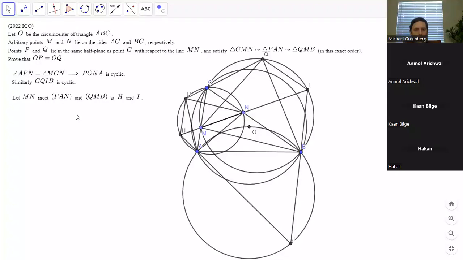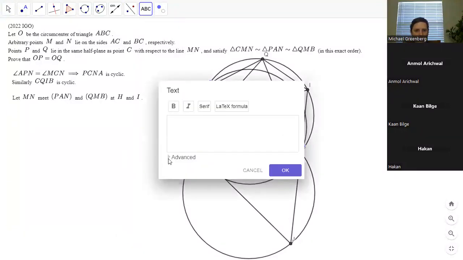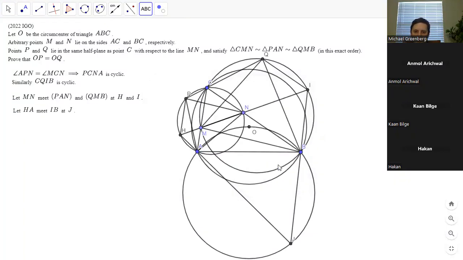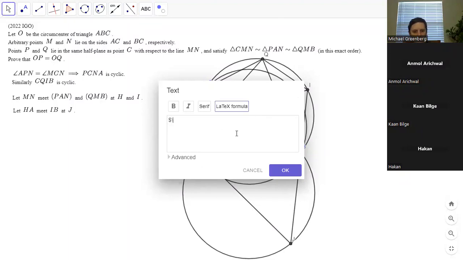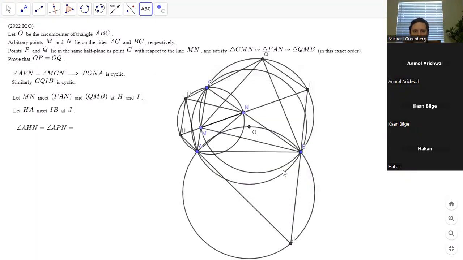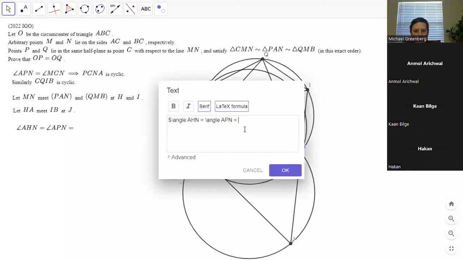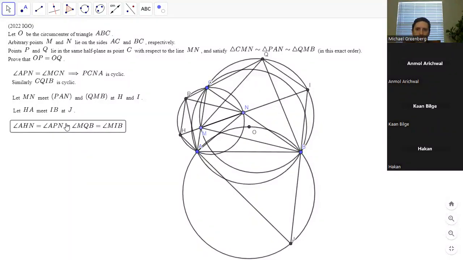Okay, helps us use the similarity. So let HA meet IB at J. And then angle AHN is APN, equal to angle MQB, which is MIB. So that means that JH equals JI.